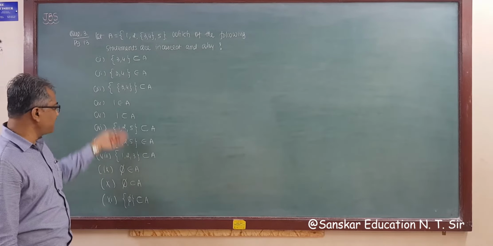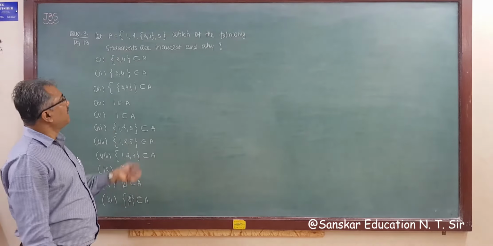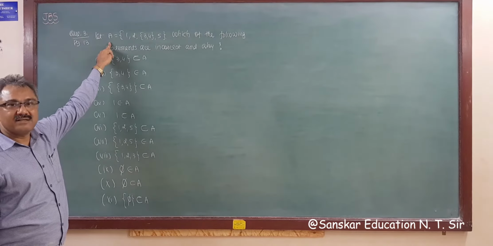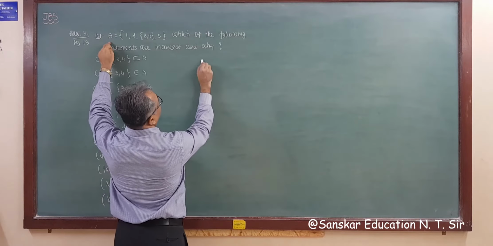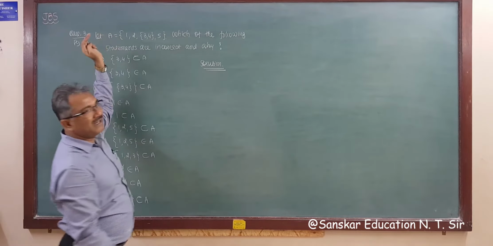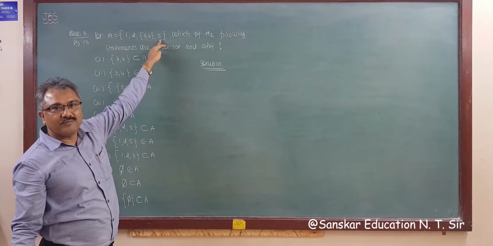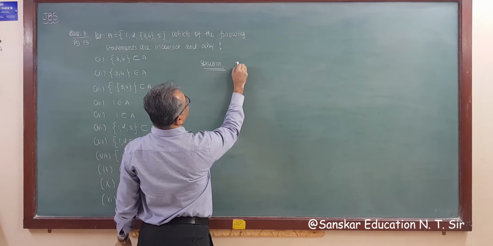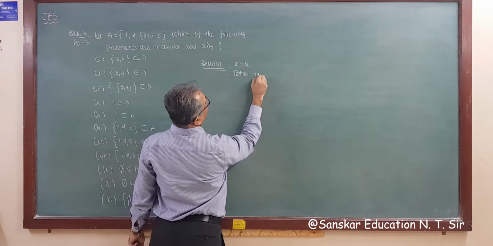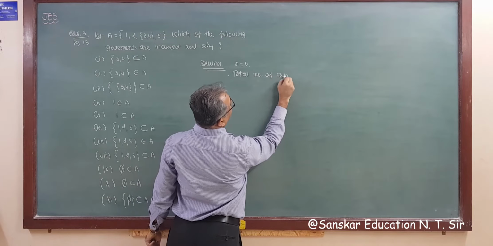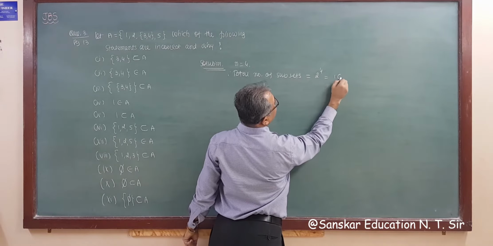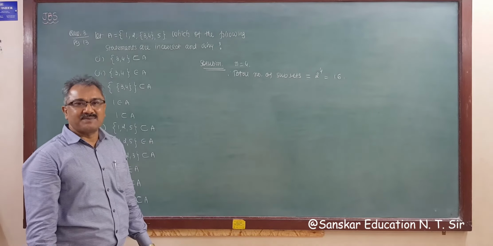So we have to state which is correct and which is incorrect. The given set is like this and all the subsets are given. So first of all, we write the subsets of A. So solution. Here the number of elements is 1, 2, 3 and 4, so n is equal to 4. Therefore the total number of subsets is equal to 2 raised to 4, that is 16. So we have 16 subsets.